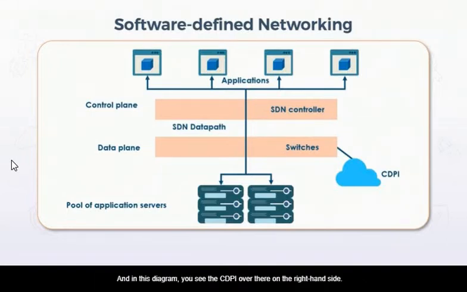And in this diagram, you see the CDPI over there on the right-hand side. That's basically your management programmatic interface that you're using to get all of the benefits of SDN. And you can see at the bottom we have our pool of application servers. Those could be server blades, but they could also be applications running in hypervisors with the applications running on top of it.